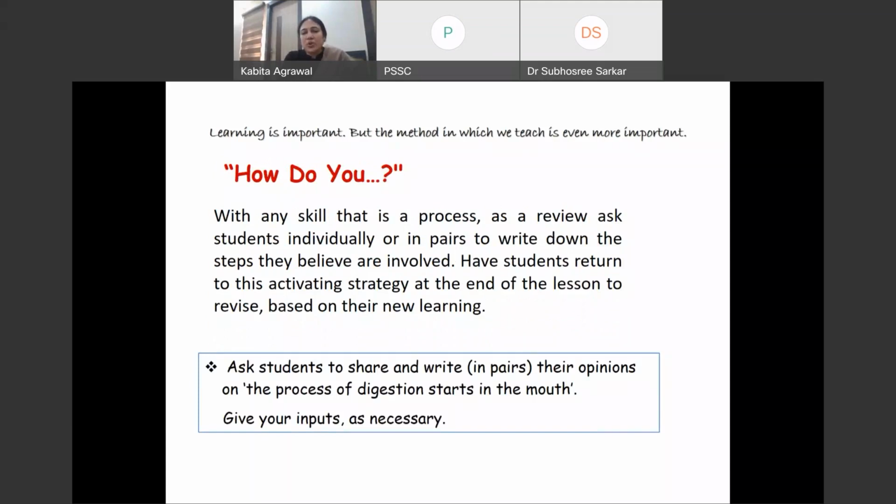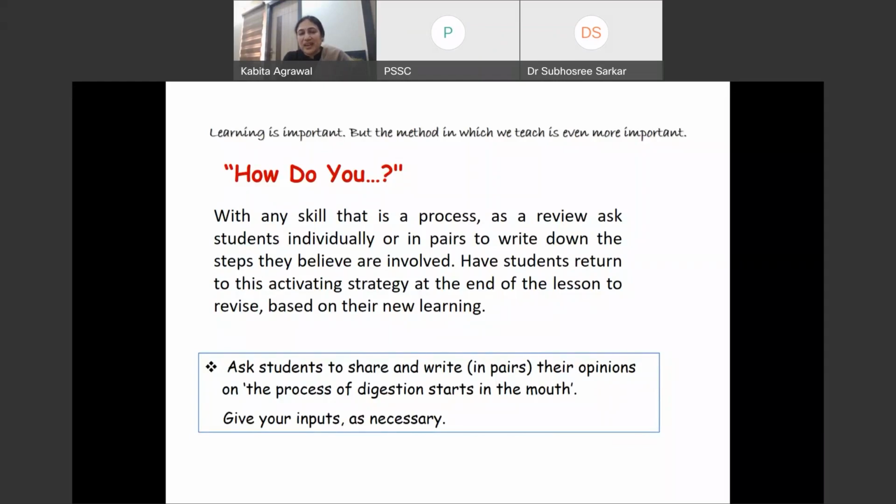This activity can actually be used in situations where there is a process involved. For example, when you ask students to share in writing, in pairs, their opinions on the process of digestion, whether digestion starts in the mouth. So before you even start the chapter on digestion, you put a thought to them: does digestion start in the mouth, or is it in another part of the body?